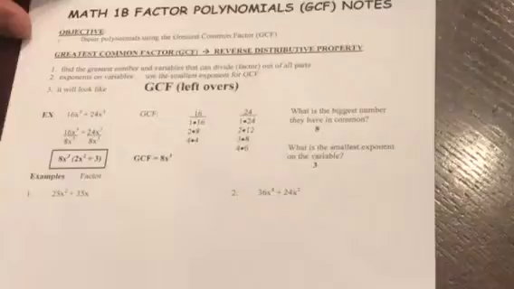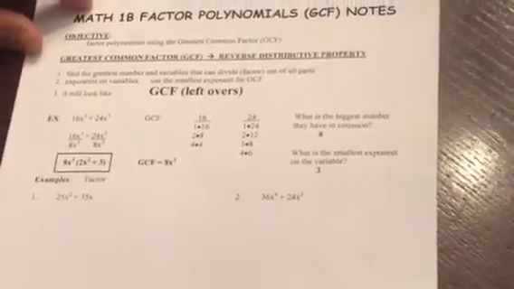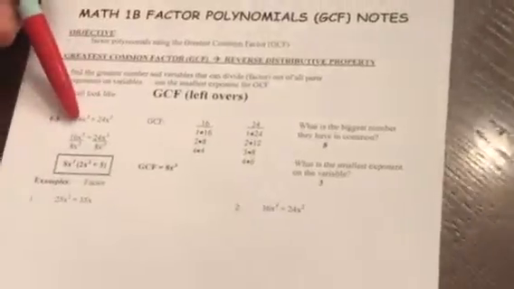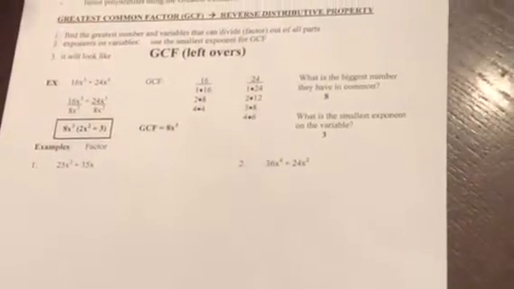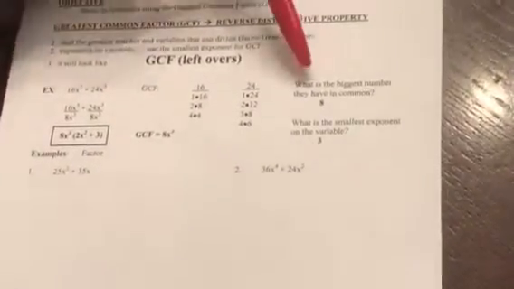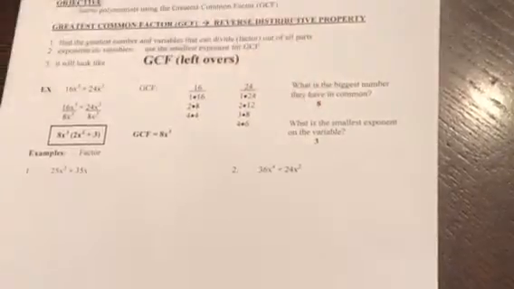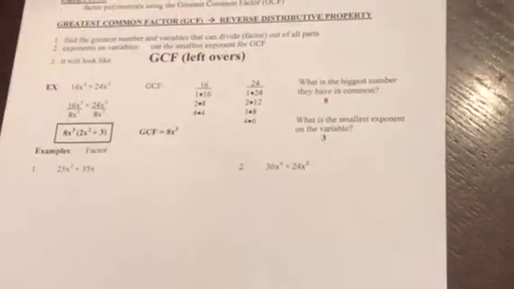So let's investigate this idea of GCF. In the example, we have 16x to the 5 plus 24x to the 3. The question we want to ask: what is the biggest number they have in common? As you can see, I'm already labeling the 8. How do I get to the 8?